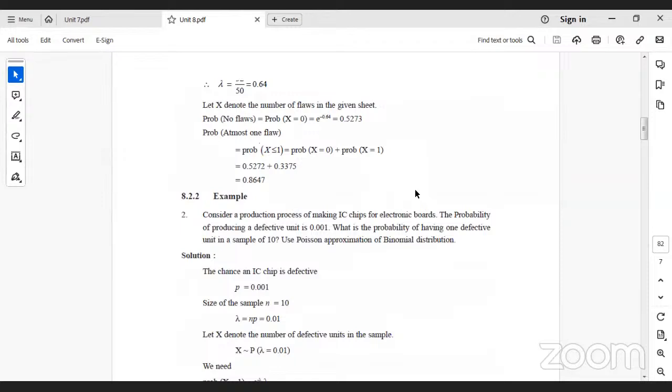Another example: consider the production process of making IC chips for electronic boards. The probability of producing a defective unit is 0.001. What is the probability of having one defective unit in a sample of 10? Use the Poisson approximation of the binomial distribution. See here.